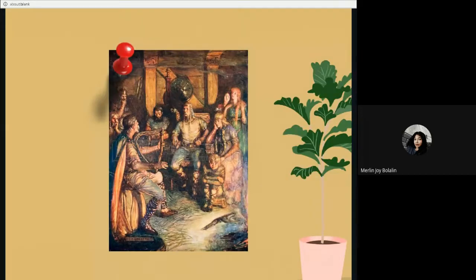So I have here an illustration of the scops and the gleemen performing a poem or sing-song, a lyrical poem. So that is for you to imagine.